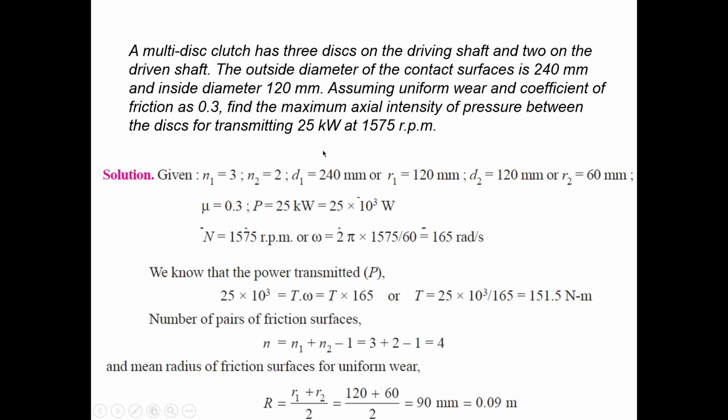And for uniform wear, since the question says we have to assume the problem as uniform wear, the mean radius of the friction can be found using the formula R is equal to R1 plus R2 divided by 2. The R1 value and R2 value have been given in the problem itself. By substituting all the values, we got 90 mm, and converting that into meter, it is 0.09 meter.